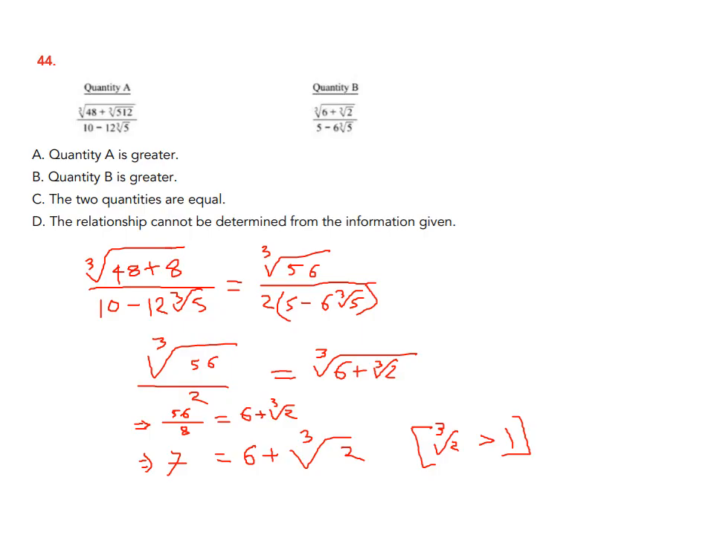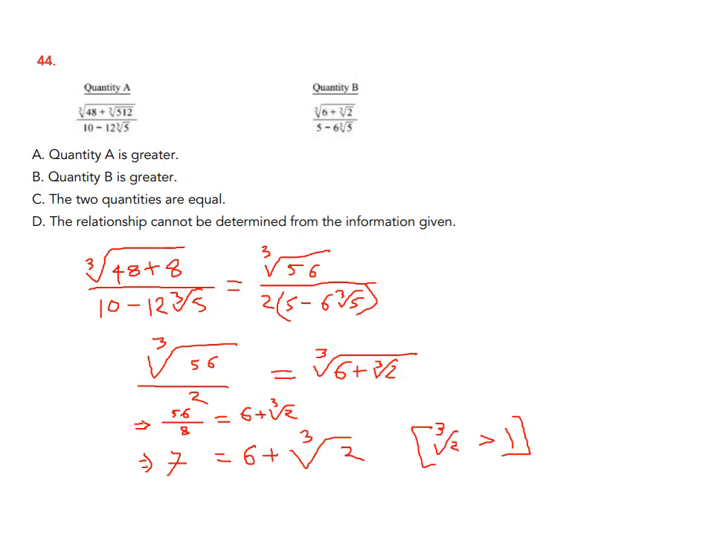Okay. Now notice the denominator of quantity A is 2 multiplied by 5 minus 6 cube root 5, and the denominator of quantity B is also 5 minus 6 cube root 5. So both are common except the 2. So we can write that cube root 56 divided by 2 equals the numerator of quantity B, that is cube root 6 plus cube root 2, and we have cancelled out the common term of the denominator from both quantity A and quantity B.